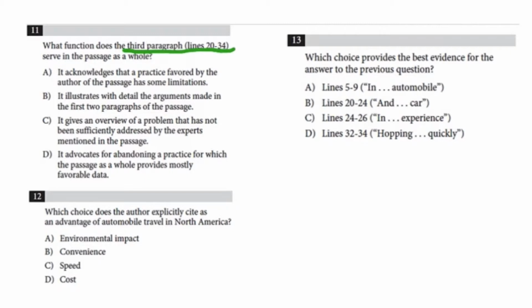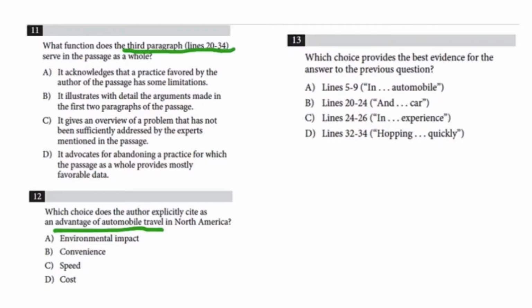Question 12 is asking for an advantage of automobile travel in North America. There's no line number, there's no paragraph number. Question 12, I'm going to have to look for that key language somewhere within the text as I continue to read. Question 13 is asking for the evidence to my answer to question 12. These are what are called handcuffed questions. There's a separate video on how to answer these. I would actually answer this pair of questions last.